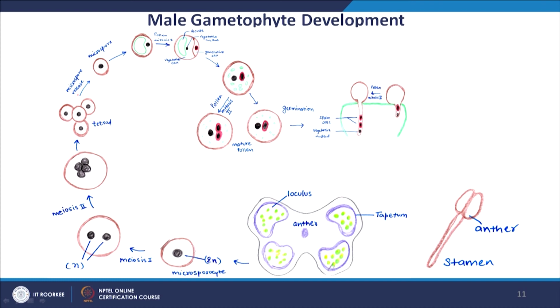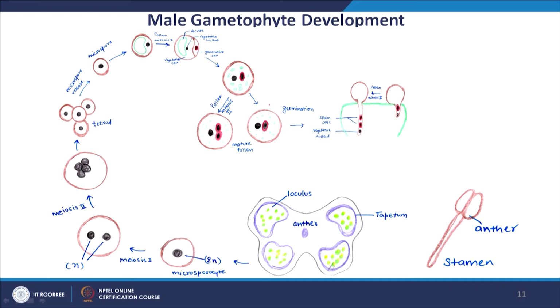These tetrads are released, and then later these microspores undergo another round of mitosis and generate 2 asymmetric cells. One is called the vegetative cell, another is called the generative cell. Later this generative cell migrates inside and makes a kind of cell within cell appearance.